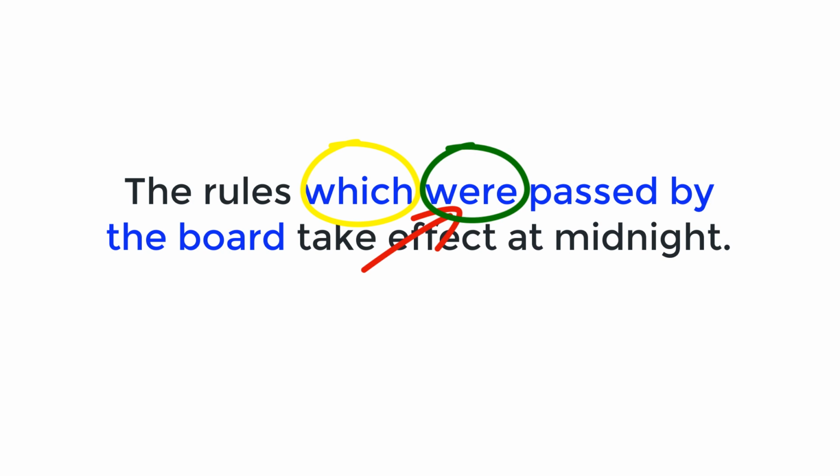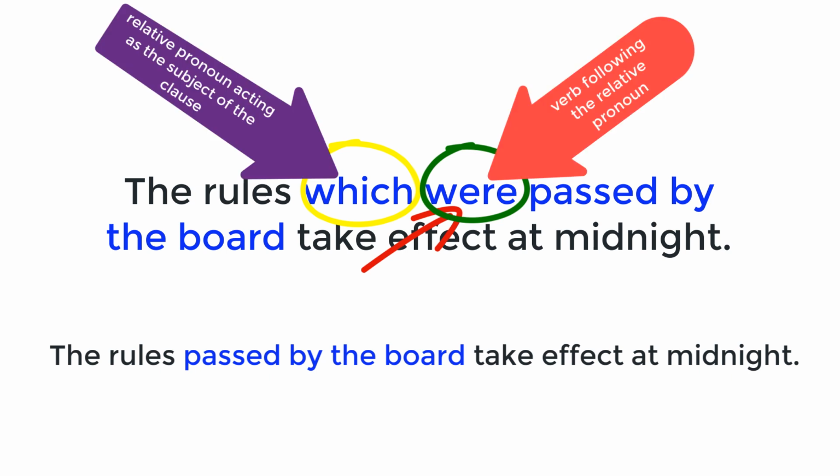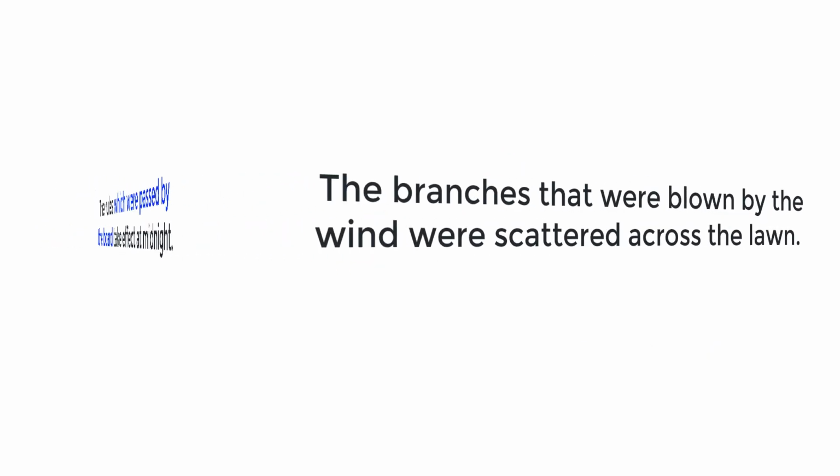Therefore, we can remove the relative pronoun and we can remove the verb. And now we have reduced the clause to a phrase. The rules passed by the board take effect at midnight. Let's go on to another example.